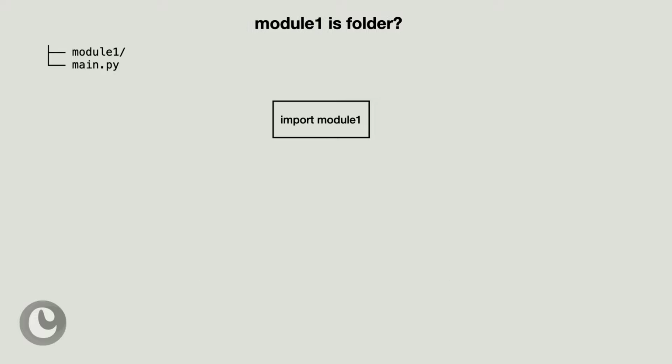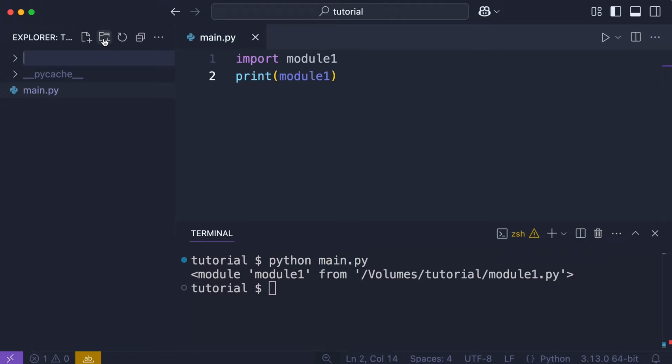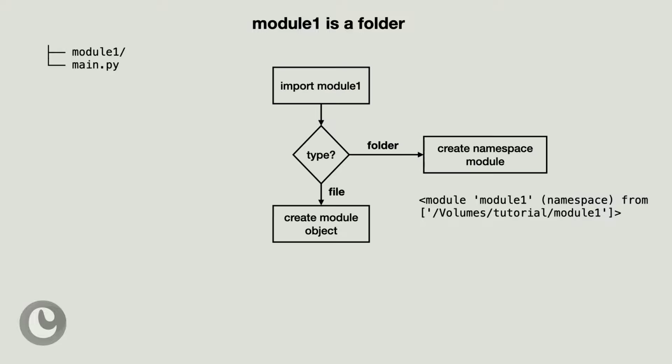What happens when module1 is not a Python file, but a folder? I delete module1.py and create folder module1. I execute again. So this time, module1 is a folder and the output is a namespace module. You can see that between the round brackets in the output. So what happened this time? Python's import system will check if the target is a file or folder. And in case of a folder, a namespace module is made.